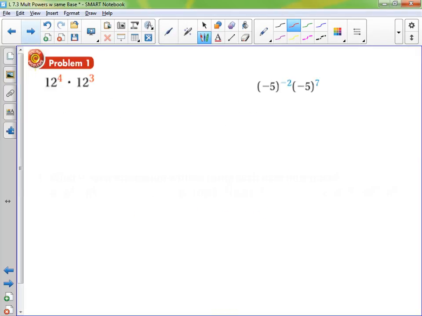So here's the first example: 12 to the fourth times 12 to the third. It's very simple. These two have the same base, which is 12. Add the exponents. You get 12 to the seventh power.